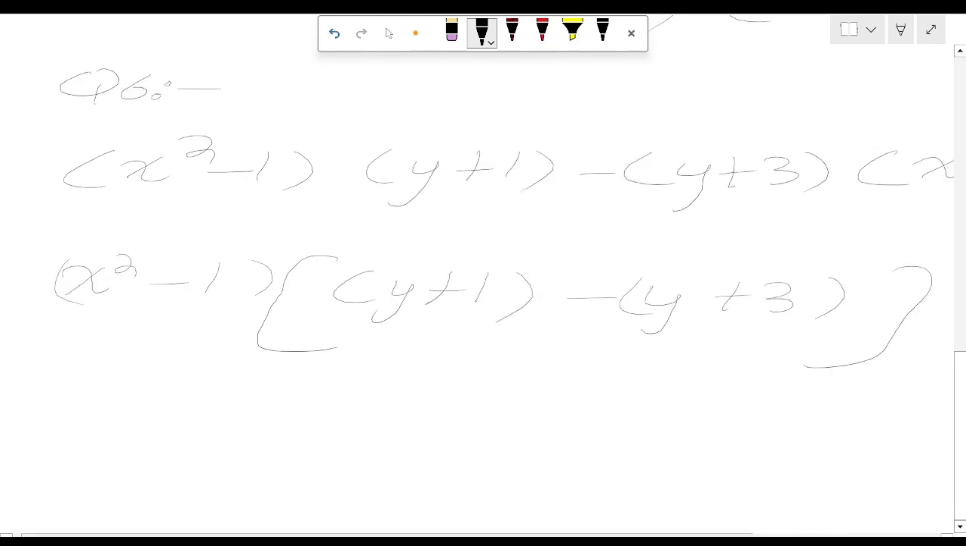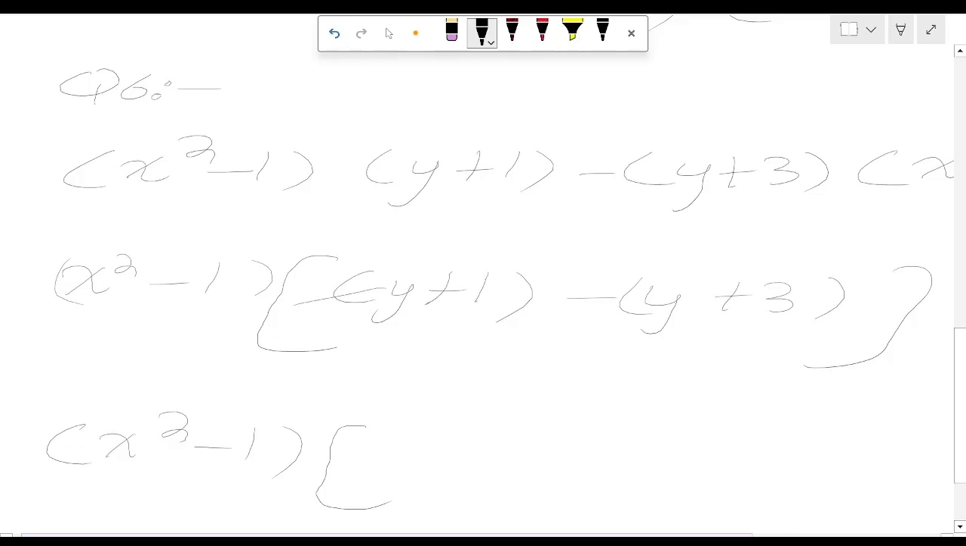Now we need to remove these square brackets. In order to remove them, we will first remove these round brackets. So we can write x square minus 1, and if we want to remove these brackets we can do so. But firstly, before removing the square brackets, we need to remove the round brackets.